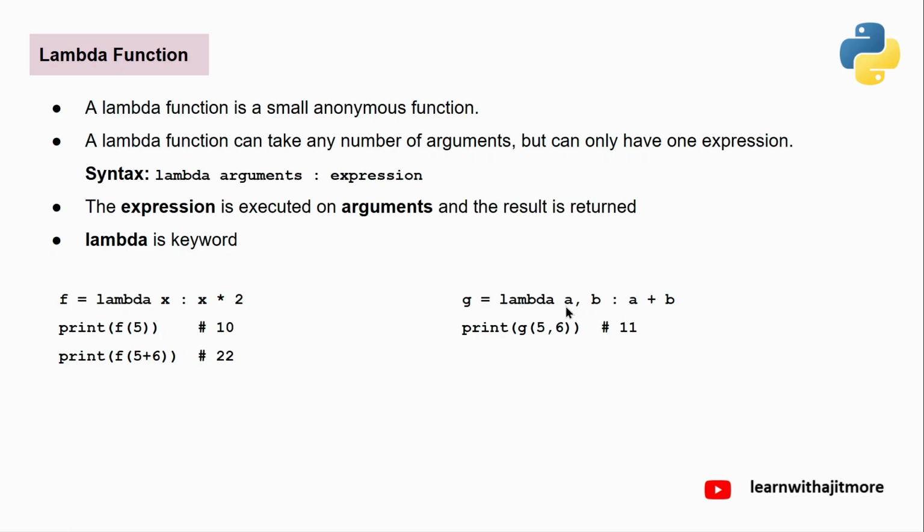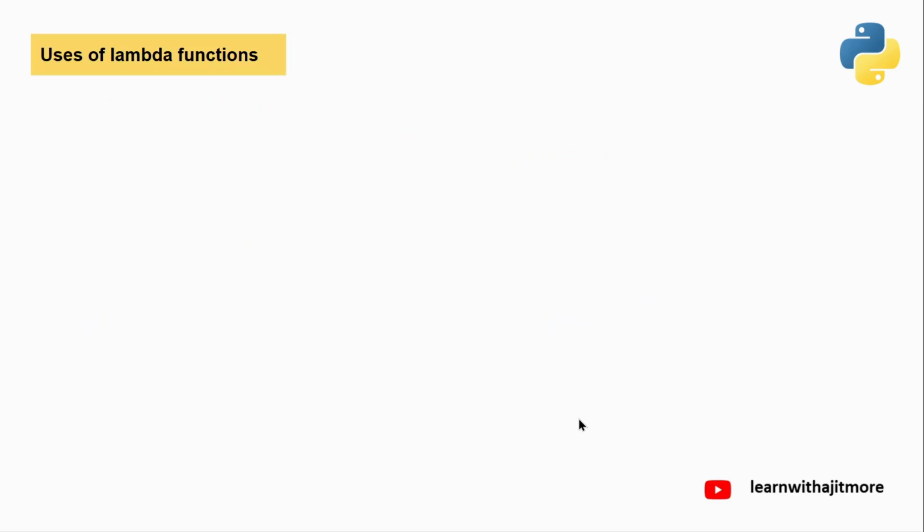You have defined the lambda function with two arguments. It is performing just addition. Reference you got in G. Now using that G, you're giving the call to it. G of 5, 6. So 5 will come in a, 6 will go in b, then 5 plus 6, 11. That answer is returned and printed here.